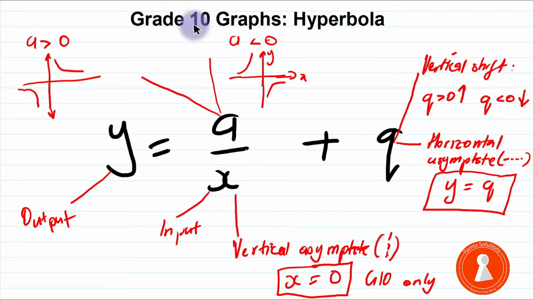So now I have spoken about the effect of A. When A is positive, the graph is between the first and the third quadrant. When A is negative, the graph is between the second and the fourth quadrant. So having covered that, we are sorted. Let's now focus on asymptotes amongst other things.